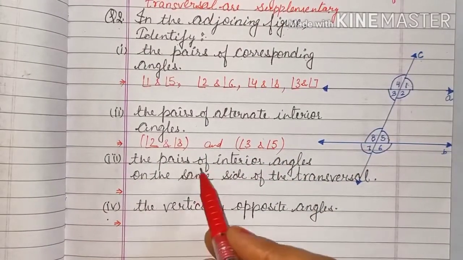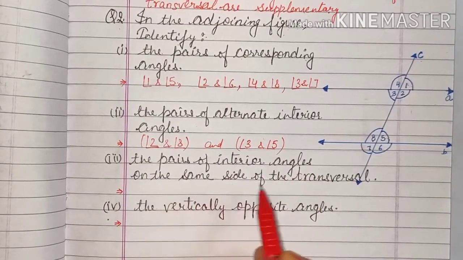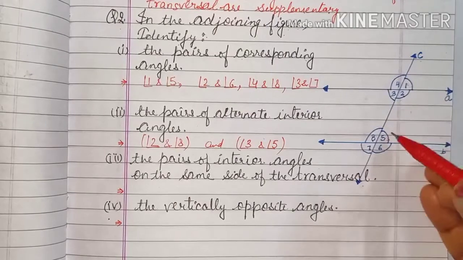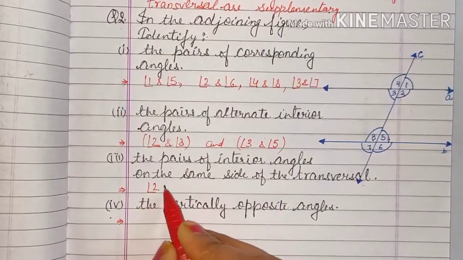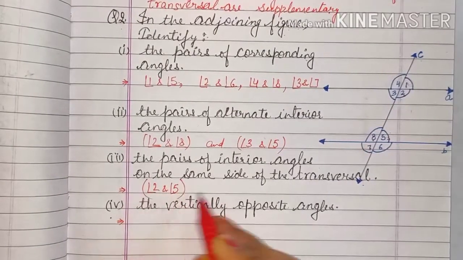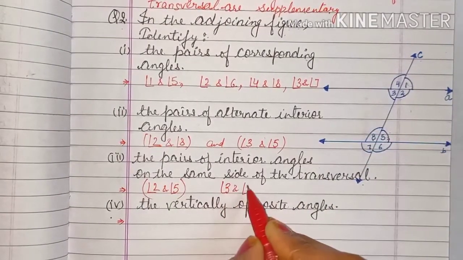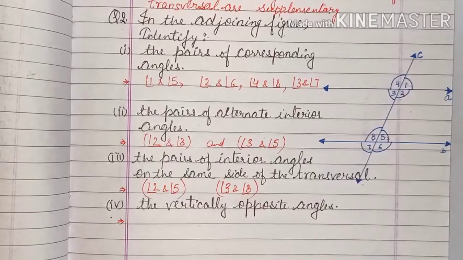Third is the pair of interior angles on the same side of transversal. So angle 2 and angle 5, these are on the same side. And angle 3 and angle 8, these are also on the same side of transversal.